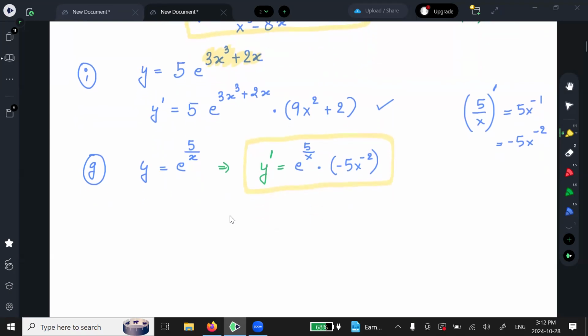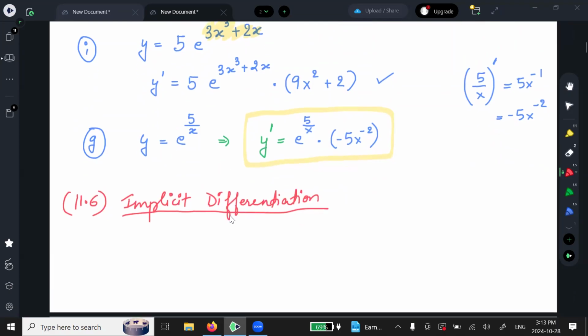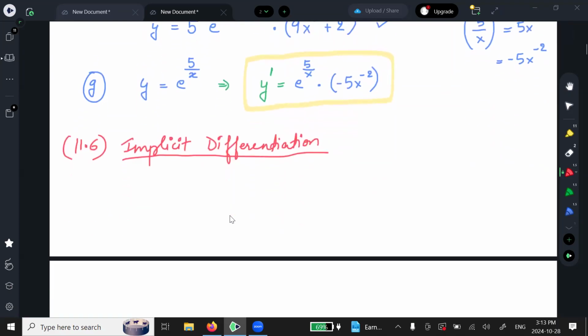Now, implicit differentiation. You will get a question or two at most on the exam doing implicit differentiation. Okay, this is 11.6. Implicit differentiation. Just follow the steps. Every question will be similar. Now, you have to know formulas for product rule, but you already did those problems in exam 1. I have picked part B here.